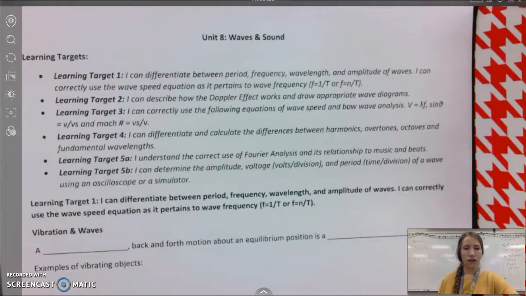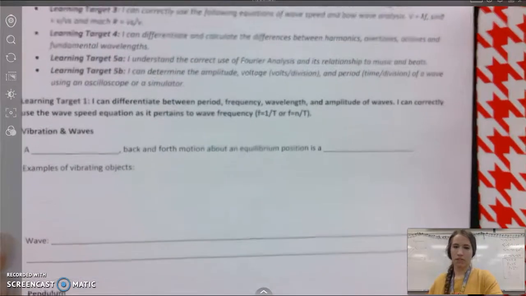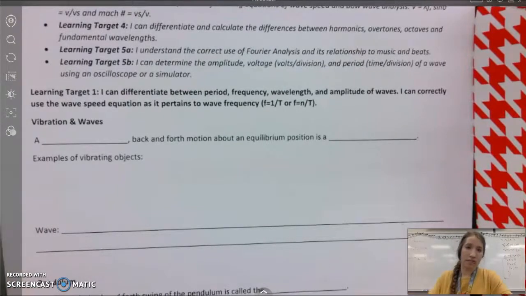Okay, so we have 5 learning targets that we're going to cover, and today we're going to go over learning target number 1. And so this talks about period, frequency, and wavelength, and we'll identify those components of a wave, and amplitude. And then we're going to be using a couple different equations for frequency, and then a wave speed equation.